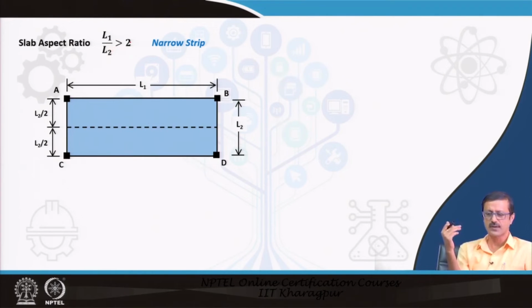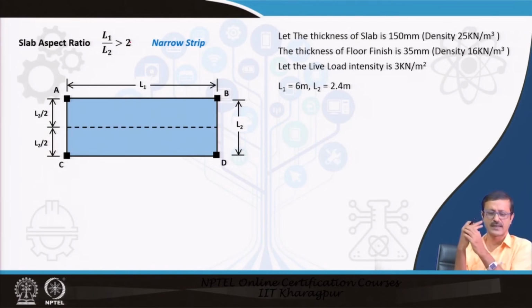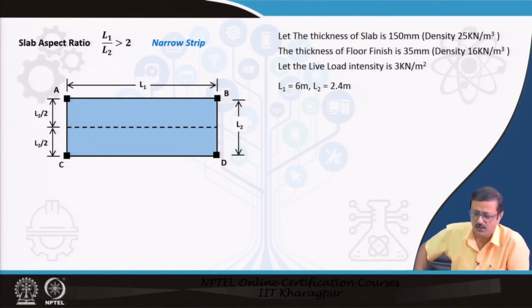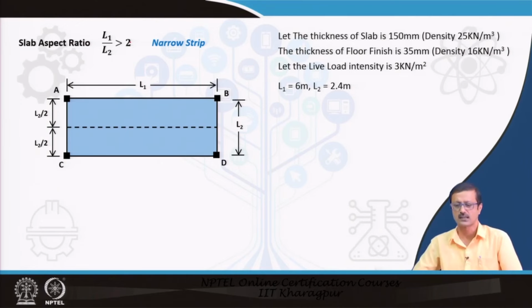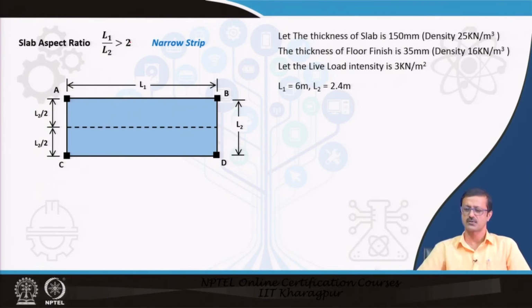Now suppose I have some data. Suppose this is a slab that is 150 mm thick, and the density of the material, concrete, is about 25 kilonewton per meter cube. Over that there is a floor finish, or topping, which is 35 mm thick, a little more than 1 inch, and the density of that floor finish is 16 kilonewton per meter cube. These two constitute the dead load of the slab, its own weight.